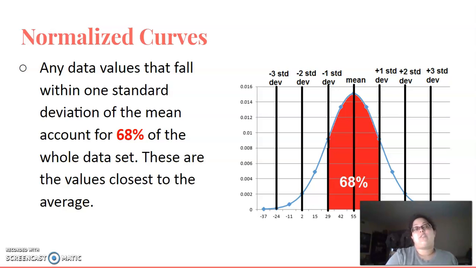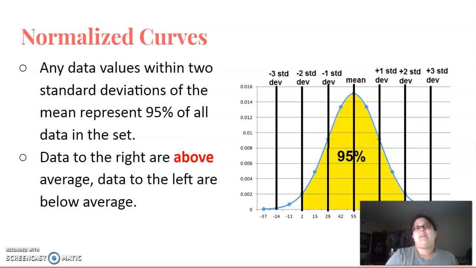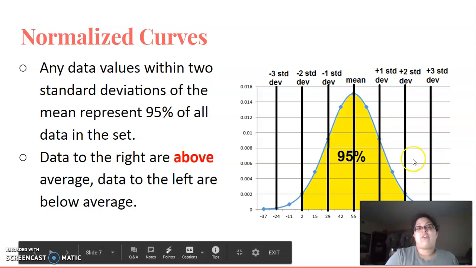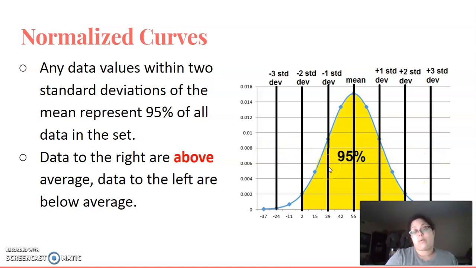So understand that within one standard deviation of the mean, 68% of data values will fall underneath that in a normalized bell curve. Okay, so 68% of the whole data set will fall in the red. All right, these are the values closest to the average. Now, any data values within two standard deviations of the mean represent 95% of all the data in the set. Okay, if you're looking to the right of the mean, that's all above average, and to the left of the mean is all below average.